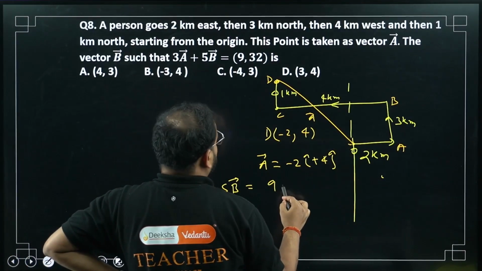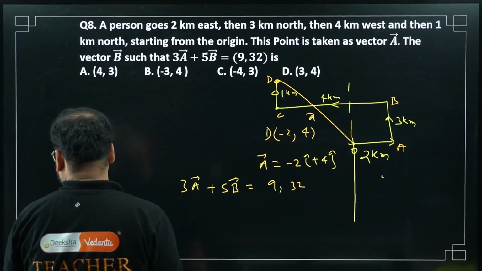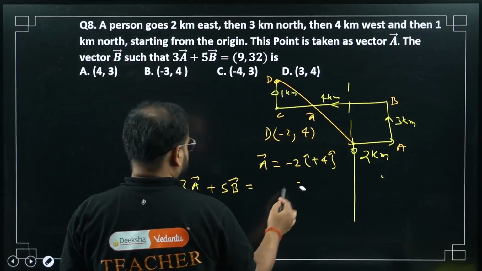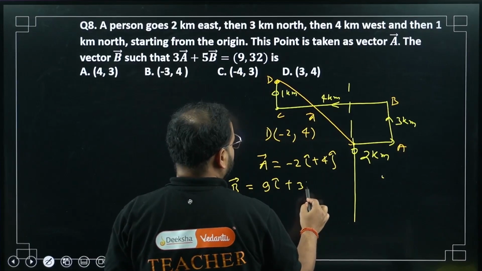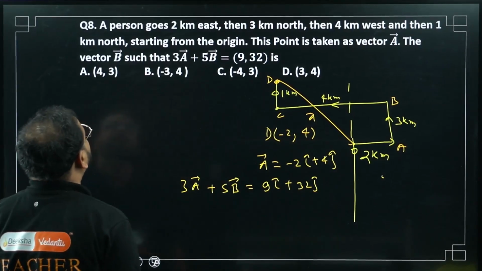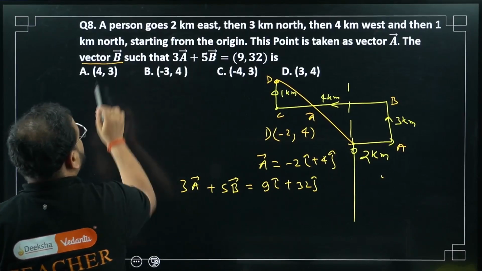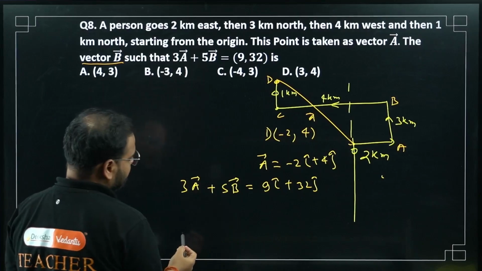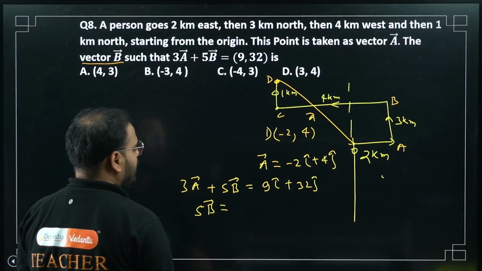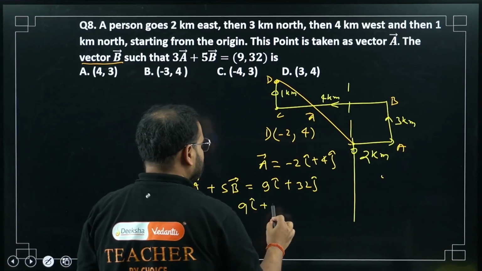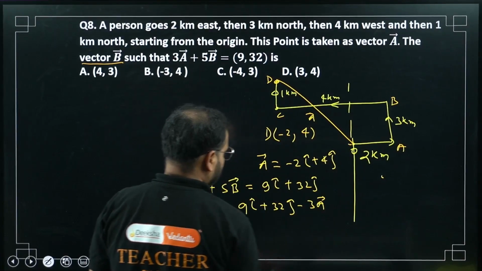9, 32, the coordinate. So basically, I can write it like this: 9i cap plus 32j cap, right? We have to find the vector b. So please check, I can take this on the other side. I'll have 5b equals 9i cap plus 32j cap minus 3a.